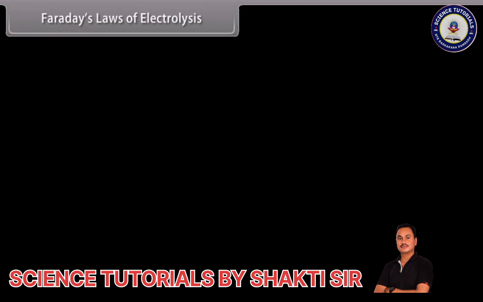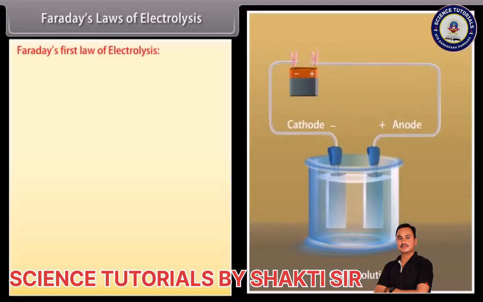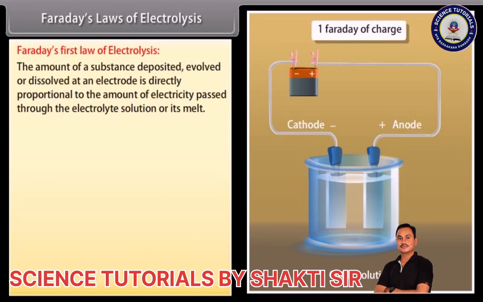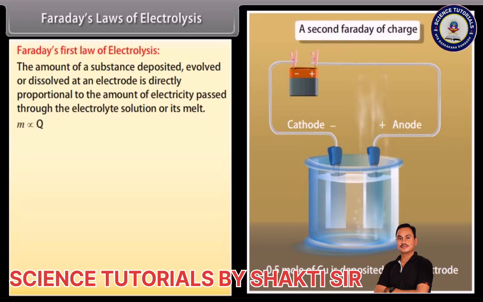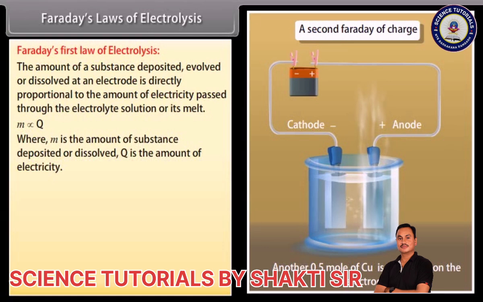Faraday's laws of electrolysis. Faraday's first law of electrolysis. The amount of a substance deposited, evolved or dissolved at an electrode is directly proportional to the amount of electricity passed through the electrolyte solution or its melt. M is directly proportional to Q, where M is the amount of substance deposited or dissolved. Q is the amount of electricity.